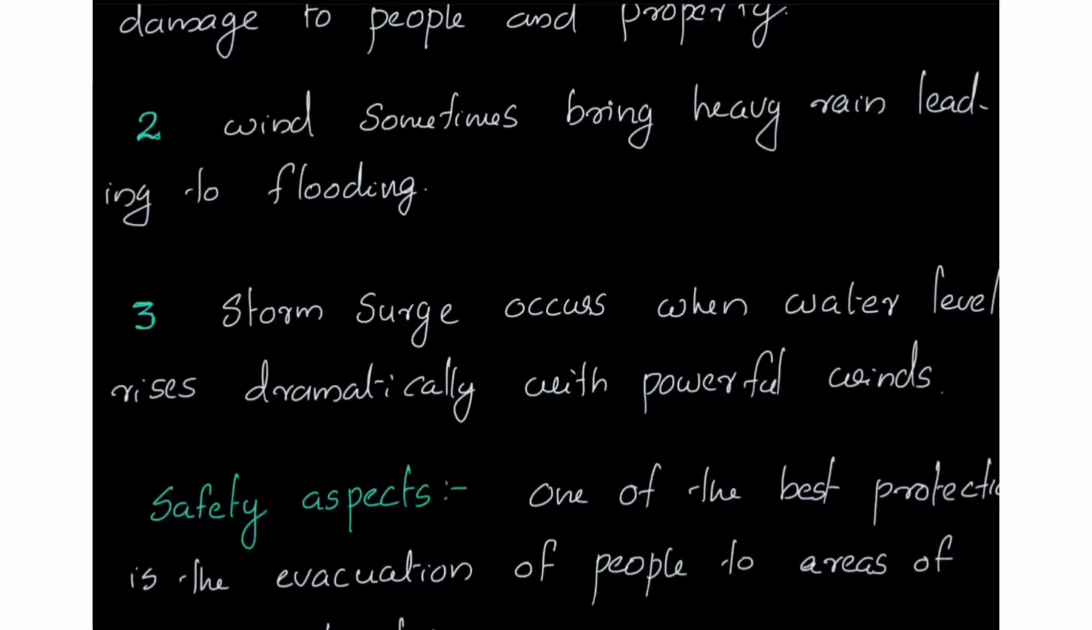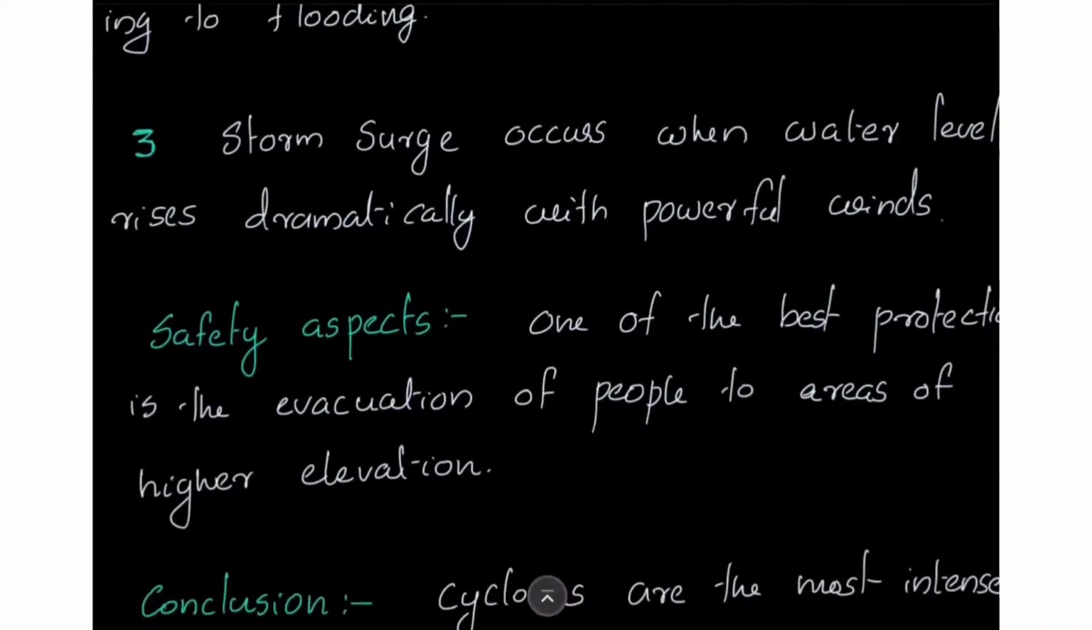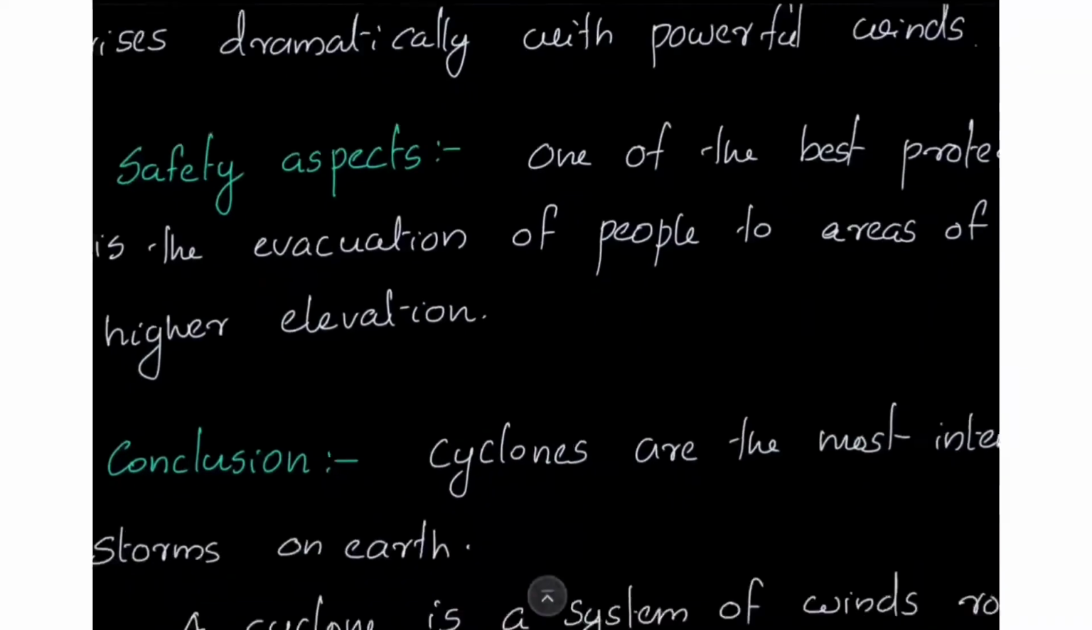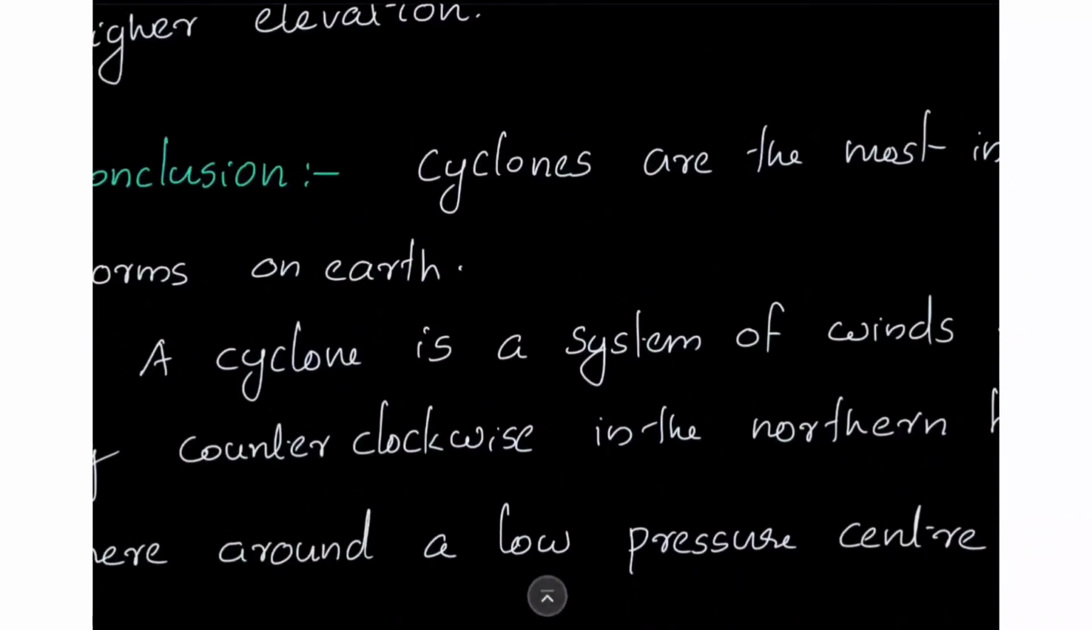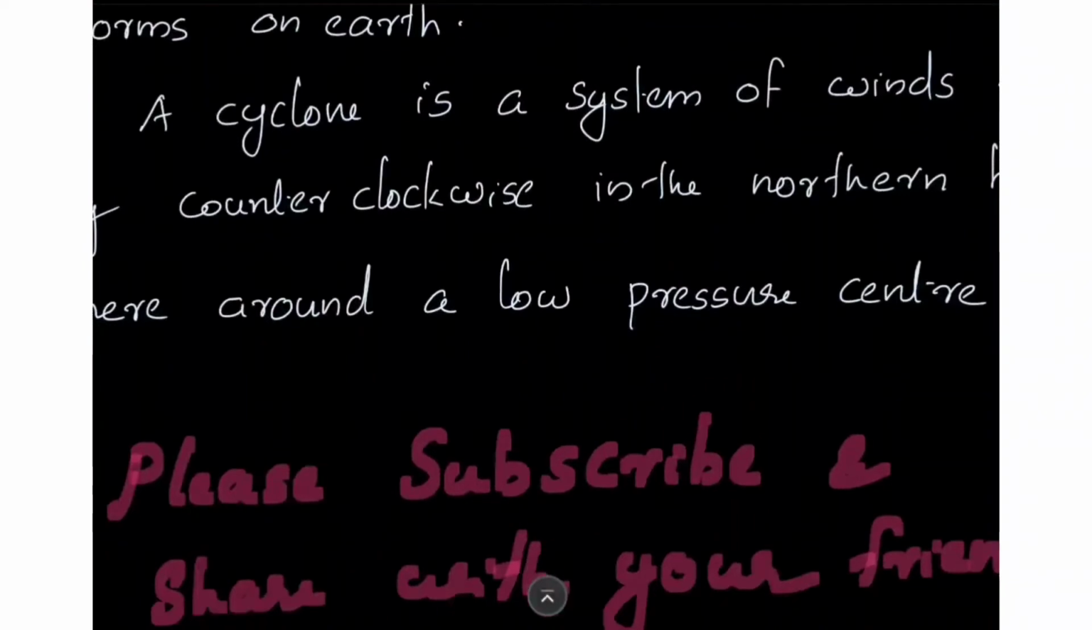And on the safety aspect, one of the best protections is the evacuation of people to areas of higher elevation from the sea level. And let me conclude that cyclones are the most intense storms on earth, and a cyclone is a system of winds rotating counterclockwise in the northern hemisphere around a low pressure center.